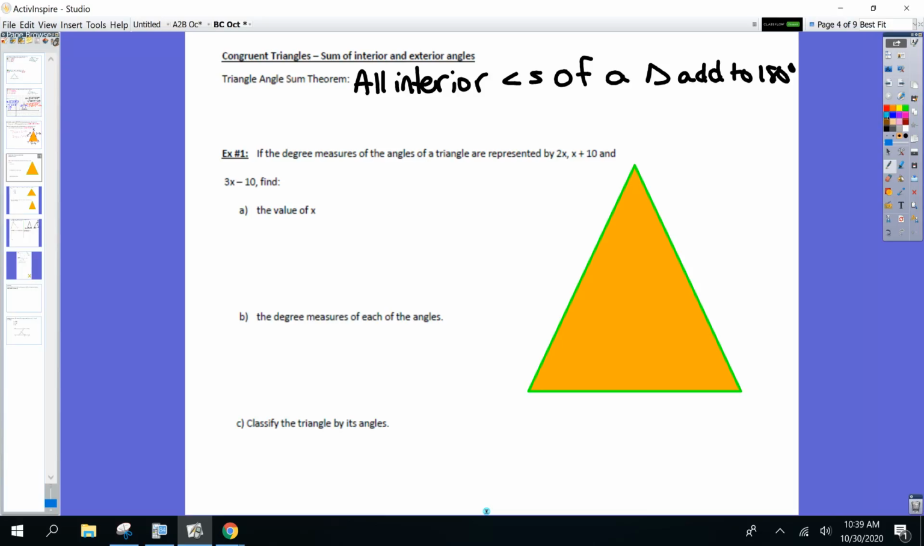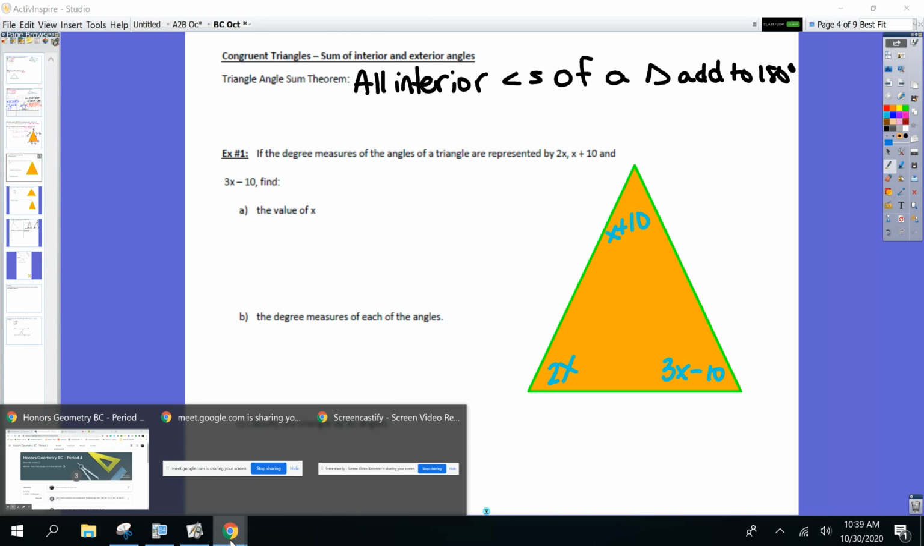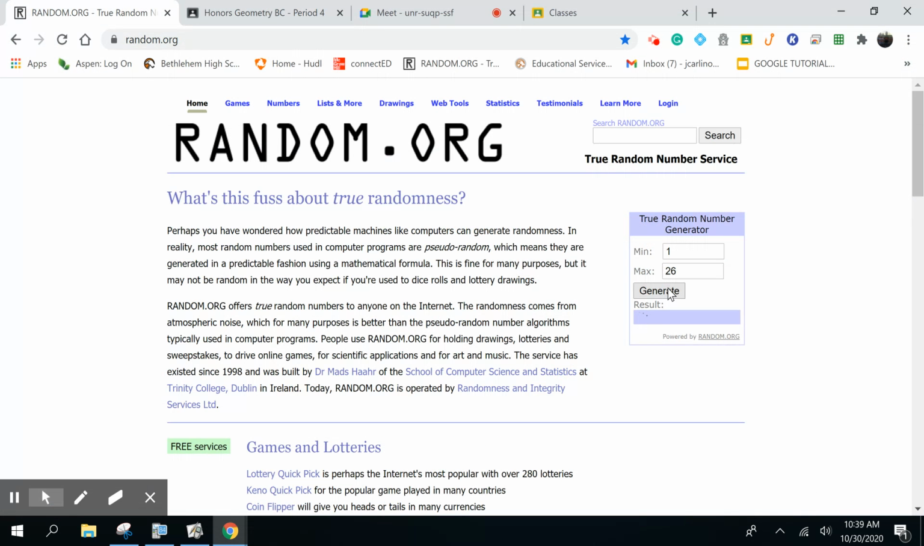One angle I have as 2x in example 1. The second angle is x plus 10, and the third angle is 3x minus 10 in this triangle. First one, part A, find x. So I need somebody, can you set up an equation to find x for me right now that you know all three angles in the triangle? Let's come up with an equation to find x.